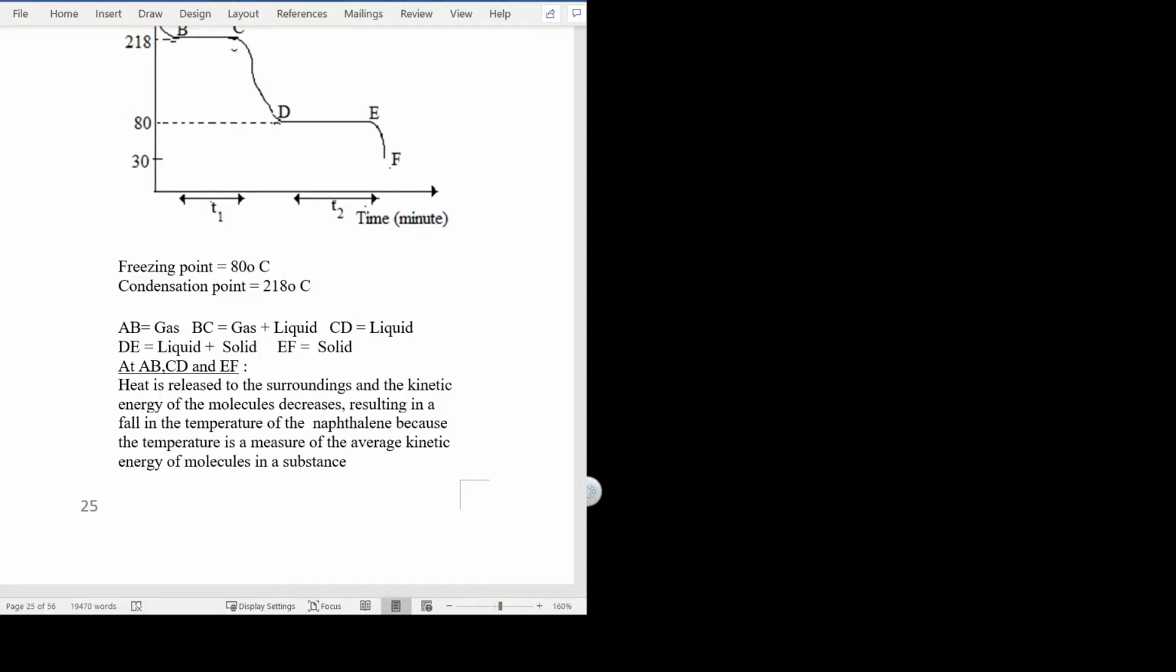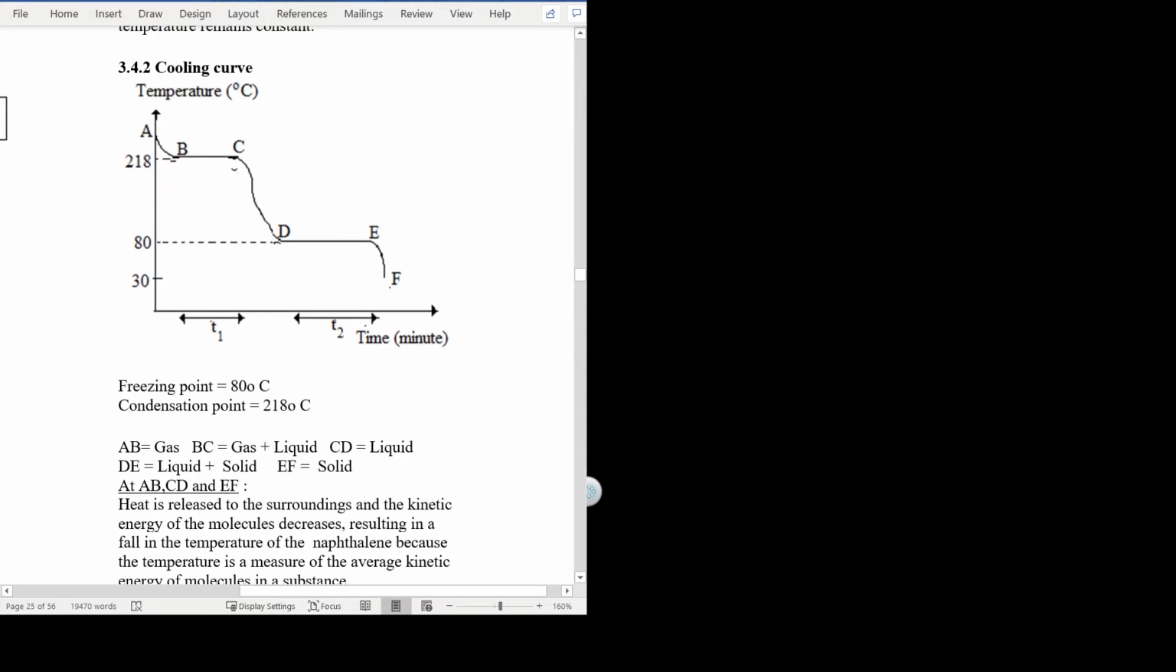Hello guys, in this video we look into the cooling curve. Before this we already looked at the heating curve. For the cooling curve, how do we identify it?